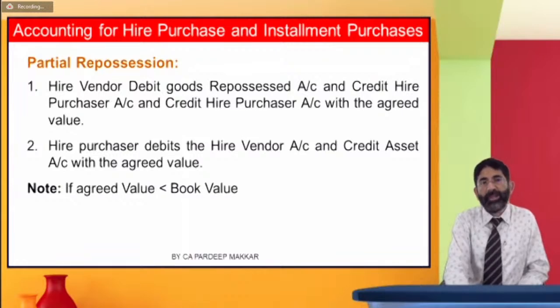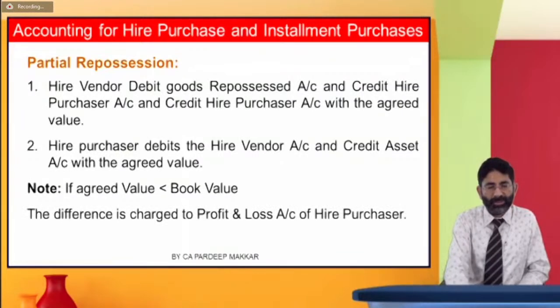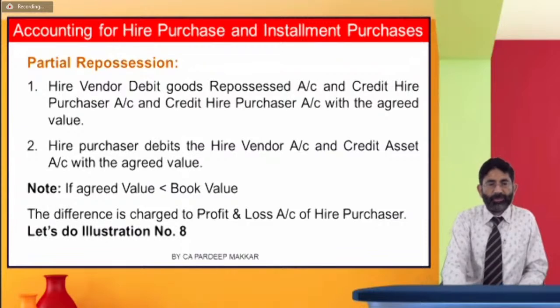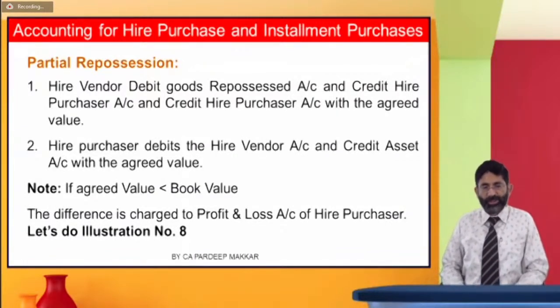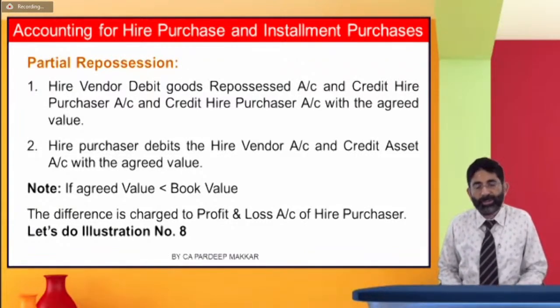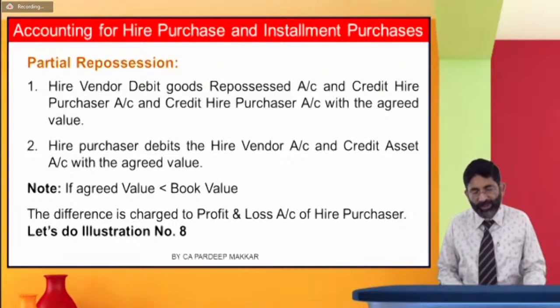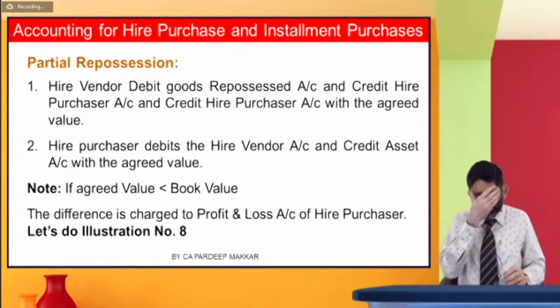If the agreed value is less than the book value, then obviously it will go to the P and L account. But we will do it practically, then we can understand it better. So you may copy it with you. If you are interested to have a screenshot, do it. We will come to illustration number 8 later on. But before that, I would like to discuss some important points from illustration number 6 once again. In that, we will discuss complete repossession, beta.